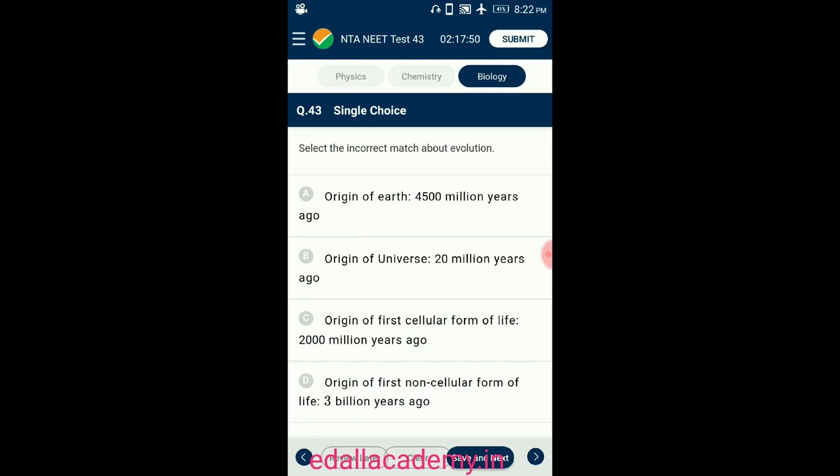Question number 43. Select the incorrect match about evolution. Big Bang theory explains the origin of universe which occurred about 20 billion or 20,000 million years ago. The origin of Earth occurred about 4.5 billion or 4,500 million years ago. The first non-cellular form of life originated about 3 billion or 3000 million years ago. So the answer for this question is option B. Origin of universe 20 million years ago. So the correct option is B.